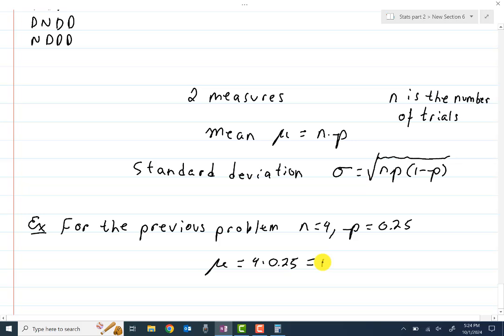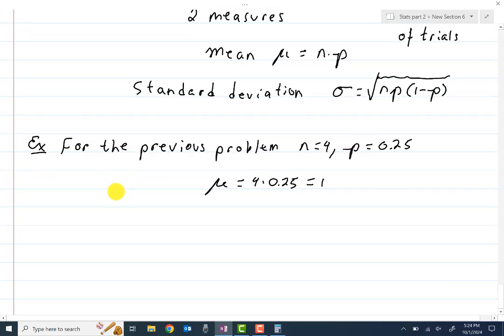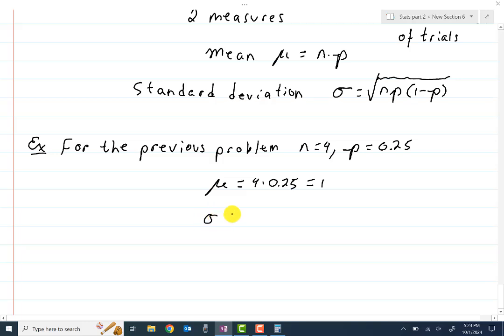What this means is that if I do this game 4 times, if my probability is 1/4 on each time I try, doesn't it make sense that I would have exactly one card that would be diamonds? Because I would expect only one success. And the standard deviation, the probability of success was 0.25, and then the probability of failure was 0.75.